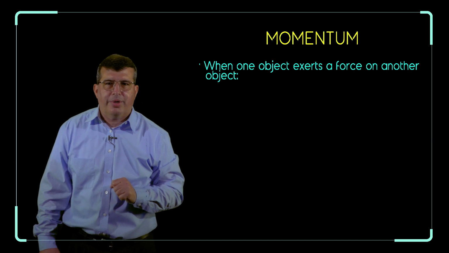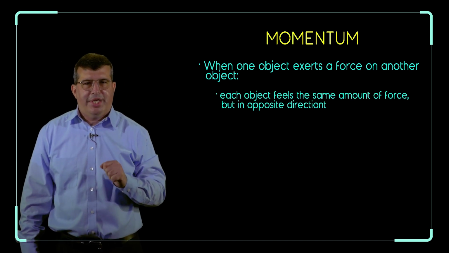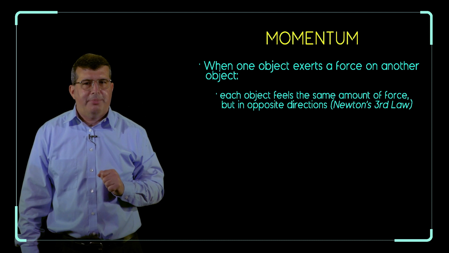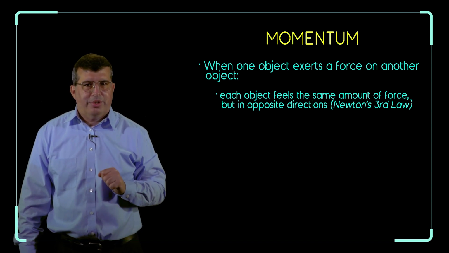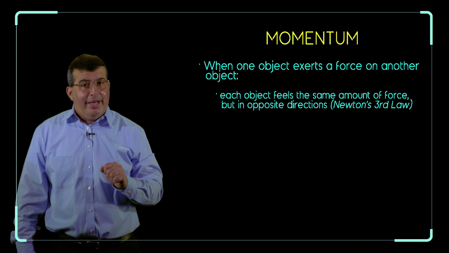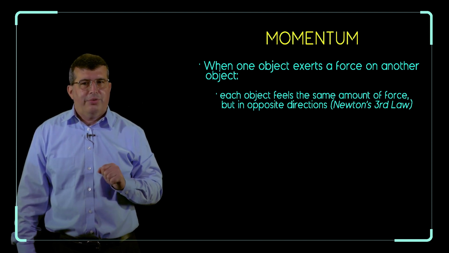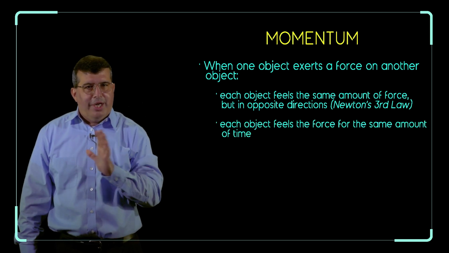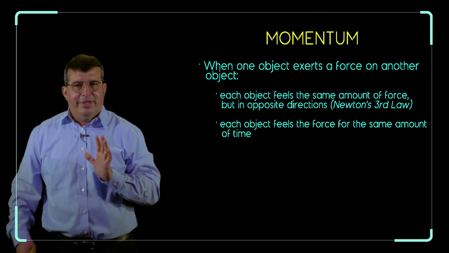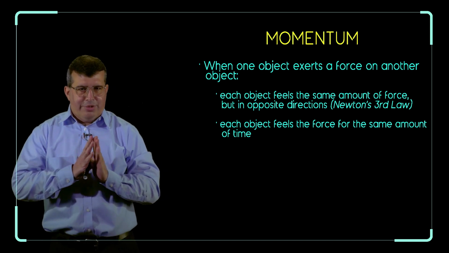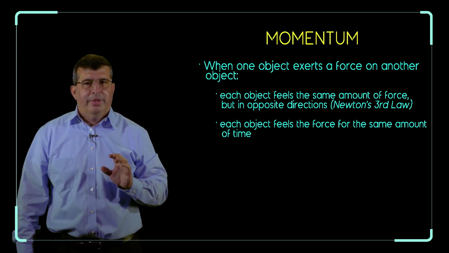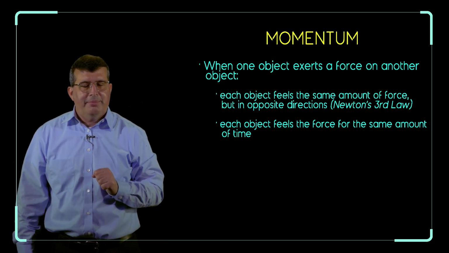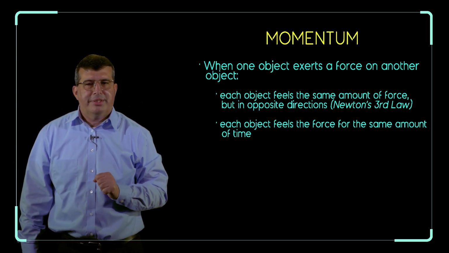Now, let's bring in Newton's third law. When one object exerts a force on another object, each object feels the same amount of force, but in opposite directions. That's Newton's third law. Now, if an object exerts a force on another object, we know that they're going to feel the force for the same amount of time, because if one object pushes on another object, then that object pushes back for the same amount of time. So force times time is the same for both objects.